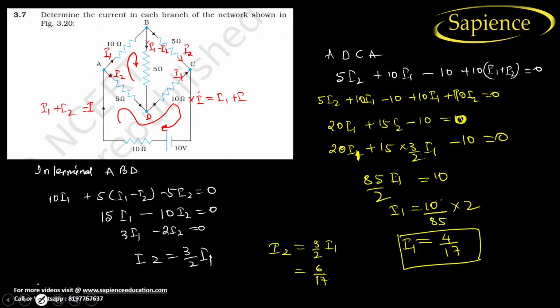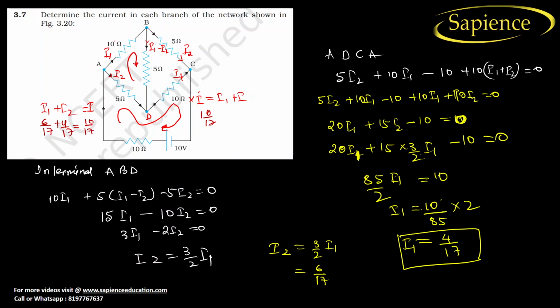Now just we need to find the current in each branch, right? So if you go through this one, so current through this branch, so I is equal to I1 plus I2, that is equal to 6 by 17 plus 4 by 17, and this will be equal to 10 by 17. So this is the total current in this branch. So similarly in this also it will be 10 by 17. So it's a very easy method to solve it.